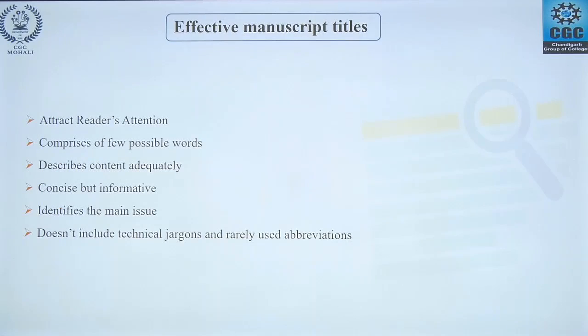Okay. Now let's look at what each section contains, starting with the titles. There are certain characteristics of effective titles. They should attract the reader's attention, contain the fewest possible words, adequately describe the content, be informative but concise, and identify the main issue. They should not use technical jargon and abbreviations, but rather formal language which is known to all.